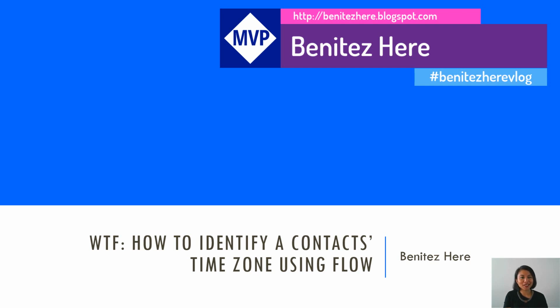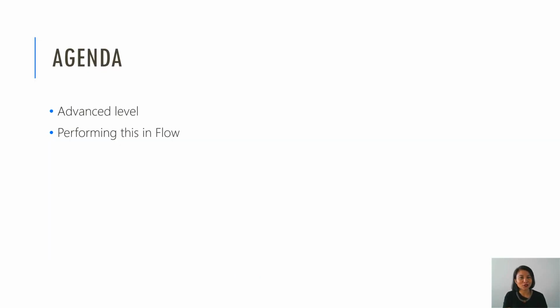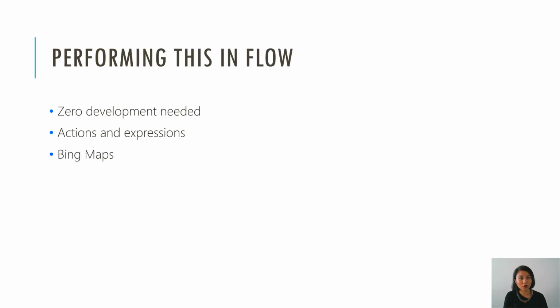In today's WTF episode, I'm really excited to show you how you can identify a contact time zone in CDS using Flow. In terms of the agenda, this is an advanced level topic and I'm going to show you how you can perform this in Flow. Zero code is needed. You are simply using actions and an expression. And we are also going to use one of the Bing Maps connectors. So let's jump straight into it right now.